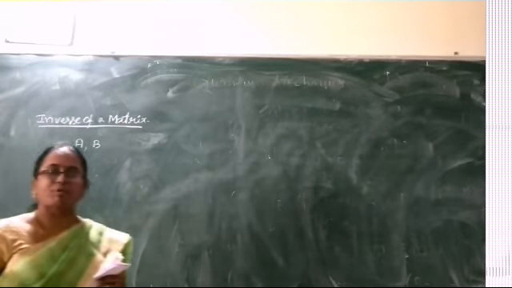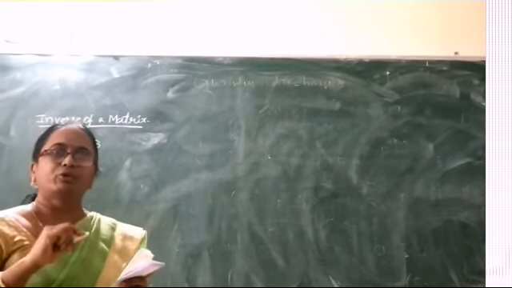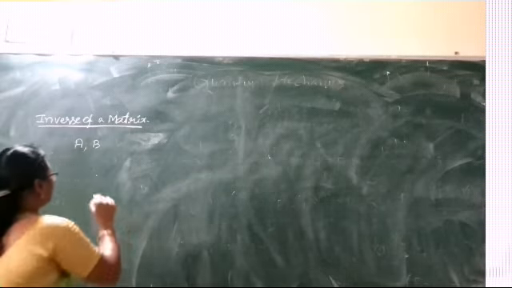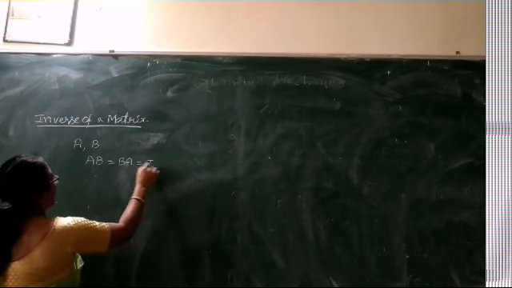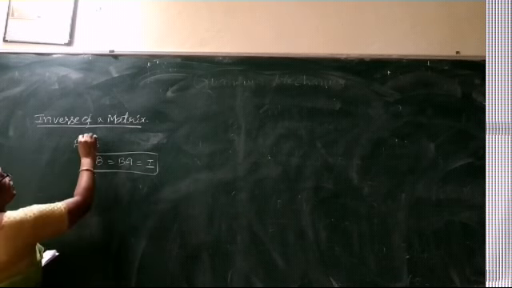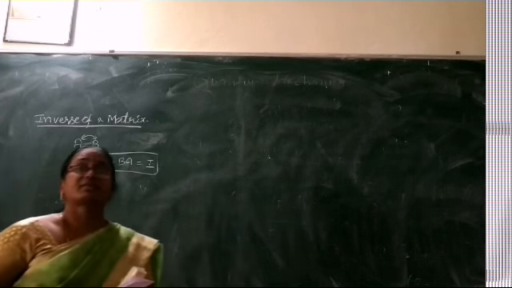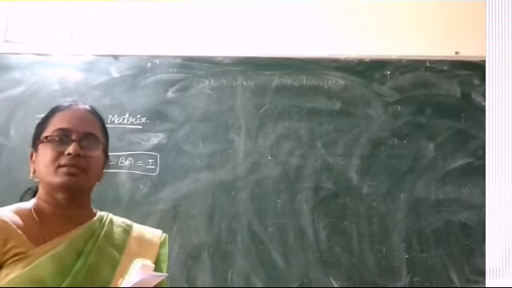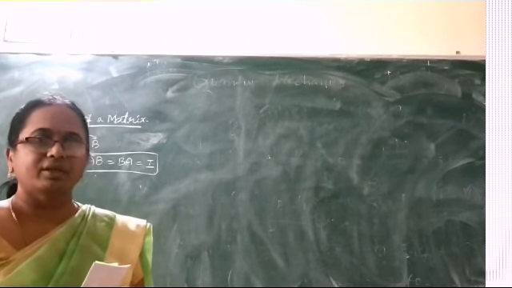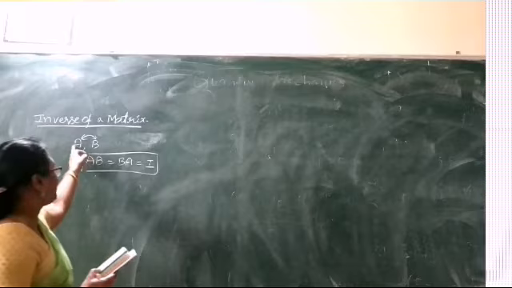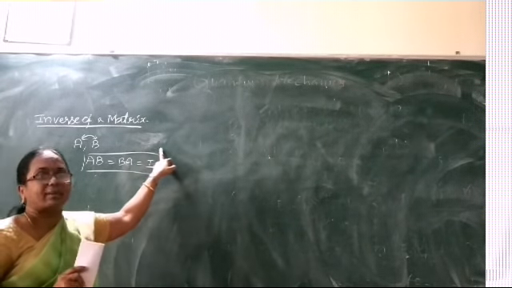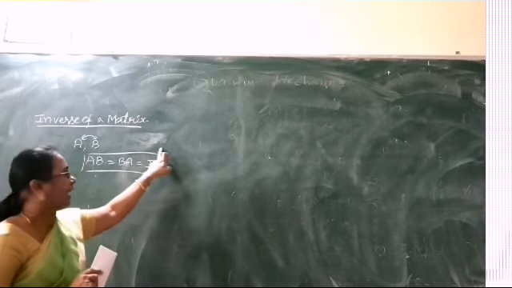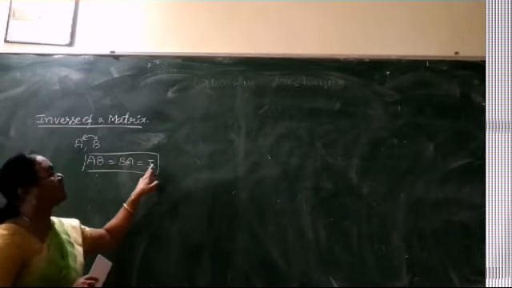Suppose we are given A and B, the two matrices of same order. Then if the two matrices satisfy the condition, the product AB is equal to the product BA is equal to I, then we say that the two matrices are inverses to each other. So what do you mean by inverses to each other? Suppose A and B are any two non-singular matrices of the same order, and it is possible that AB is equal to BA is equal to I.